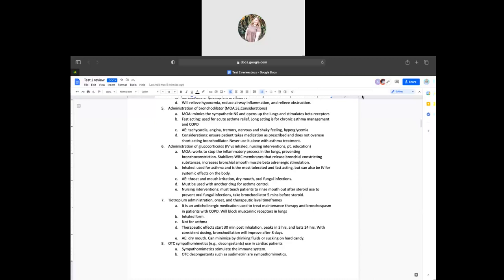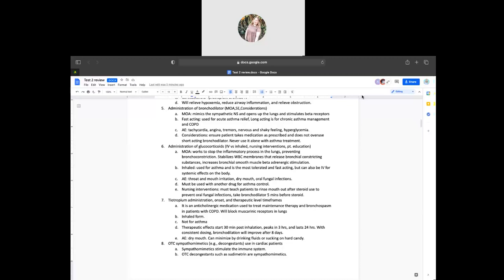So bronchodilators. Our mechanism of action is that they mimic the sympathetic nervous system and open up the lungs and stimulate beta receptors. They're used for fast-acting acute asthma relief. Often our long-term acting medications, such as salmeterol, are for that chronic asthma management and COPD.